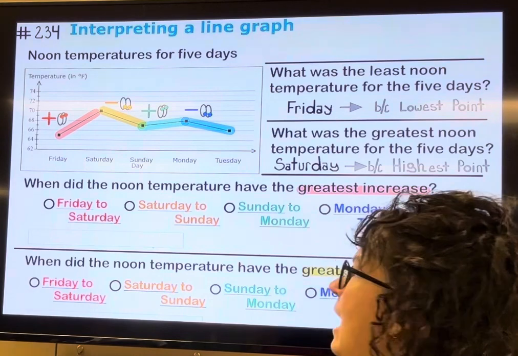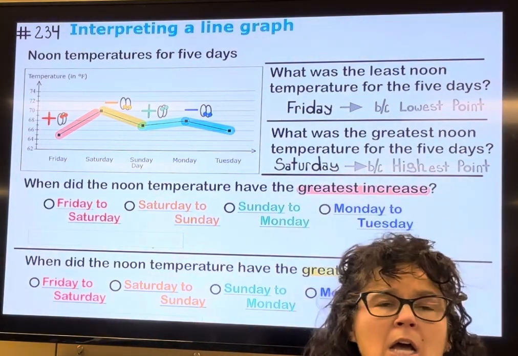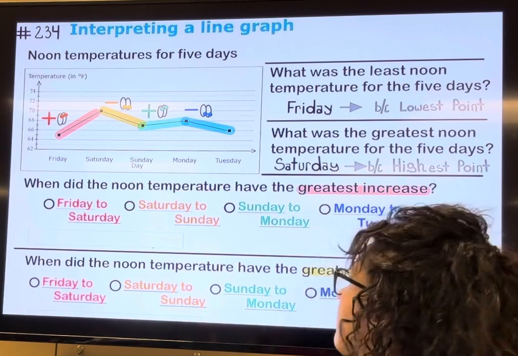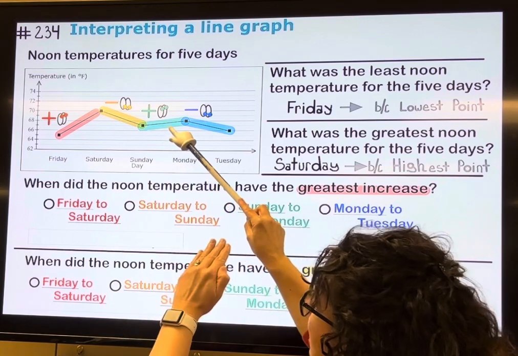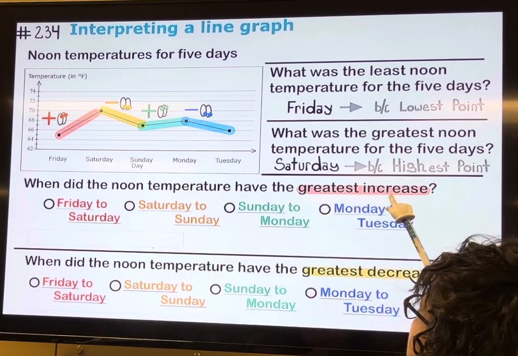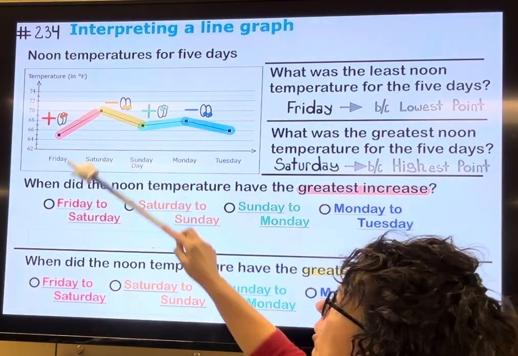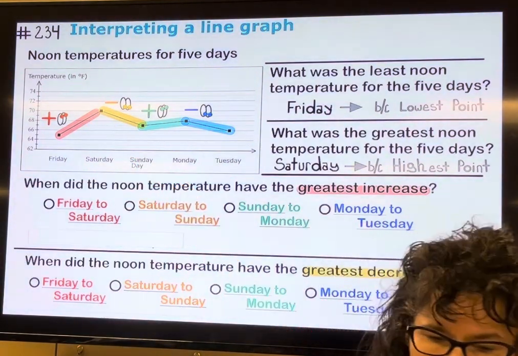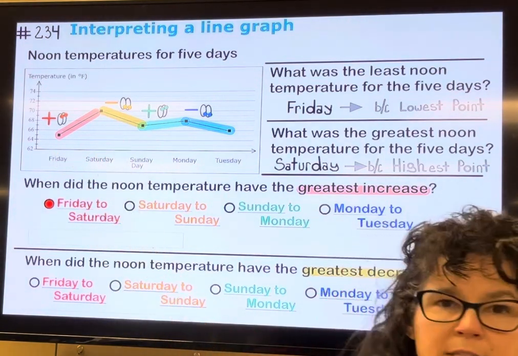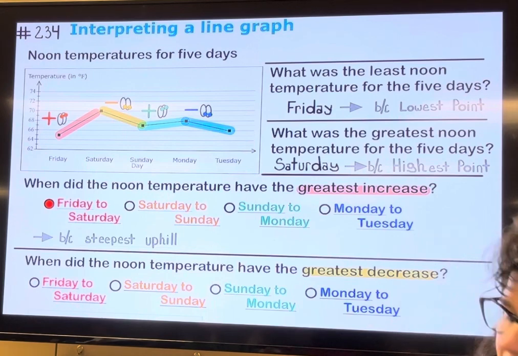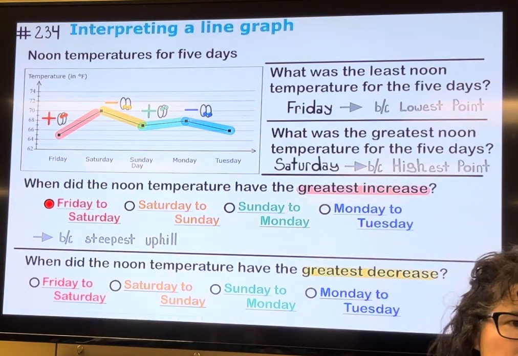So when I'm looking at it, I'm not actually calculating by exactly how much it went up or down. I'm just comparing the steepnesses of the line segment. So both the red and the green are going up, so they're possible increases, and the red one is steeper. So I know that the red one is going to be the greatest steepness. So that's going to be from Friday to Saturday. And for your notes, I'm just emphasizing that it's because it's the steepest uphill section.